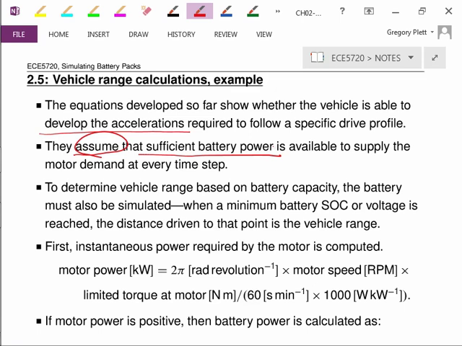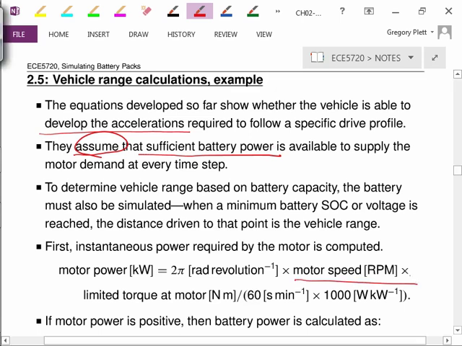The way we connect to the equations in the previous section, we start with the motor speed. So this is the limited motor speed. And from that we get the limited motor power that is required by the motor. So there is a conversion factor of 2 pi over 60 to convert RPM into radians per second. And then we have the torque, and we also have a conversion factor of watts per kilowatt so that we get our motor power in kilowatts.